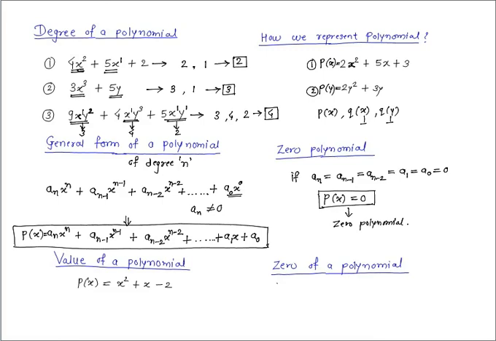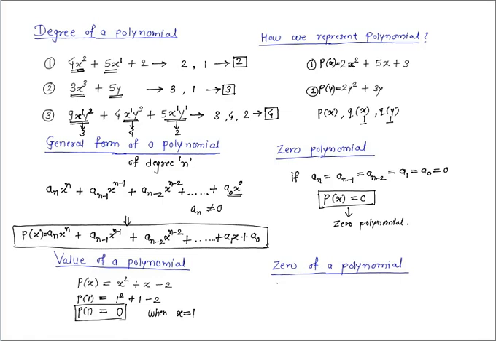Now, the next concept is the value of a polynomial. Suppose we have the polynomial p of x equals x square plus x minus 2, and suppose we substitute the value of x as 1, what will be the polynomial? p of 1 will become 1 square plus 1 minus 2. So p of 1 will become 0 when we substitute x equals 1. So this p of 1 equals 0. This is the value of the polynomial when x equals 1.